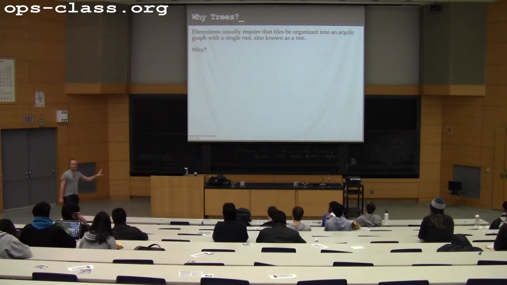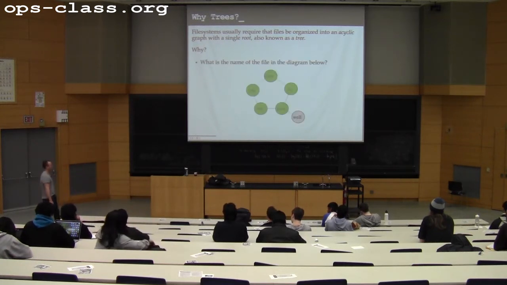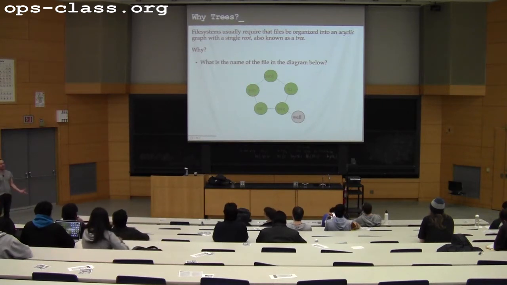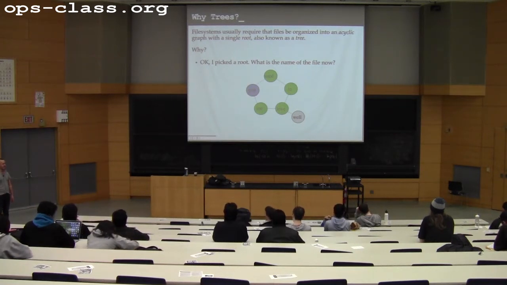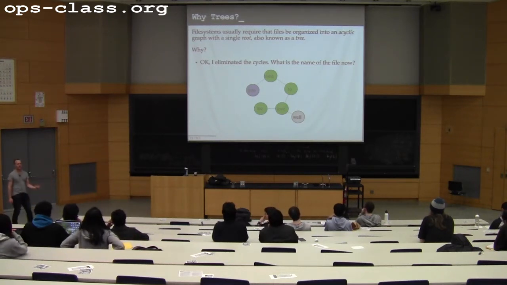The last thing we finished up with was talking about why I need a tree with a root, so I can produce a unique file name. If I have circles, I don't know where to start. Even if I know where to start, if I have cycles in the graph, I can't necessarily do it. So once I have this sort of structure, now I can actually produce a canonical file name.